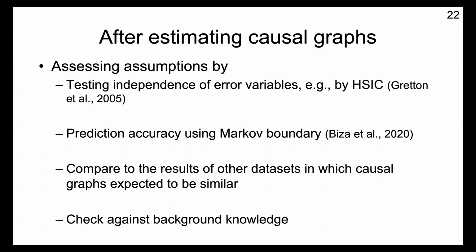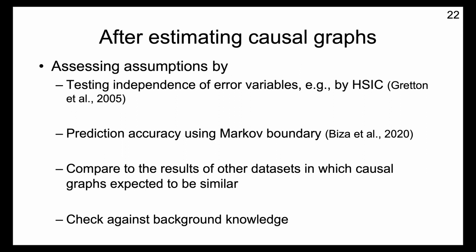So one thing to note is, since the Markov boundary can be obtained if the equivalence class is known, this method evaluates the correctness of the equivalence class rather than the causal orientation between variables. However, I think this is still a useful evaluation method to evaluate the estimated causal graph from various aspects, testing and prediction accuracy.